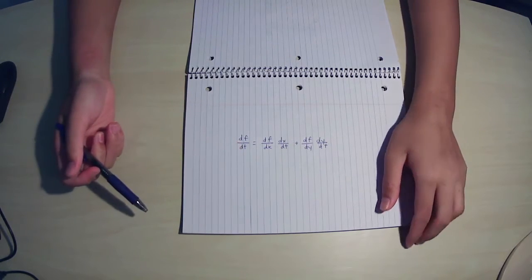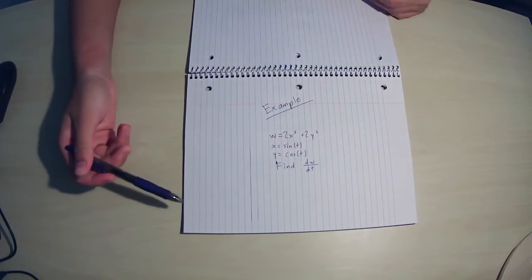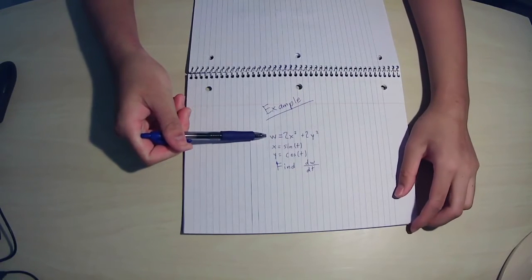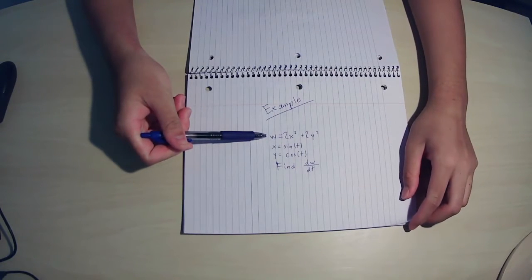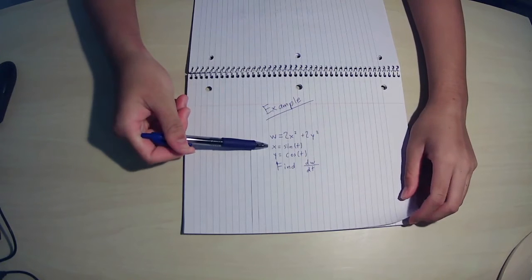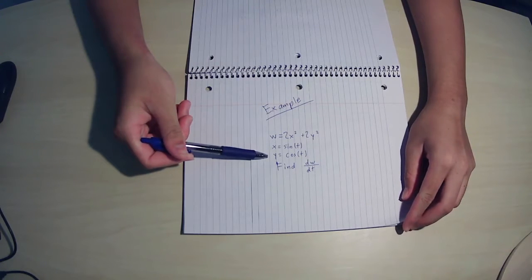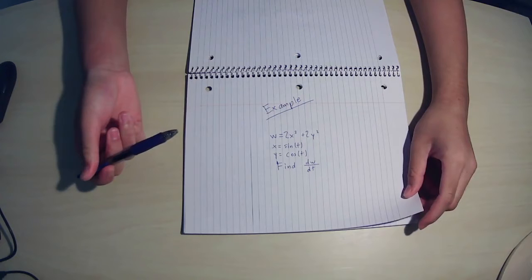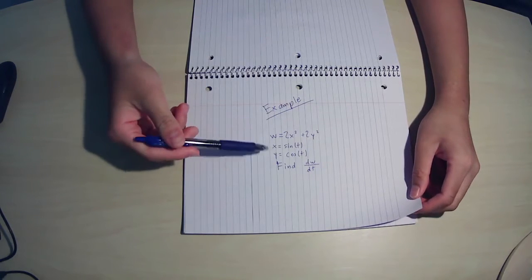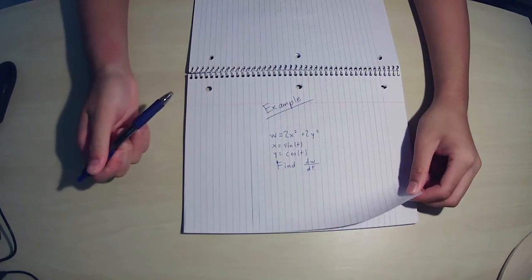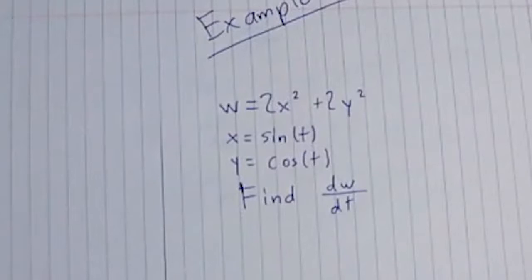Let's have an example. Here we have this equation, w equals 2x squared plus 2y squared, where x is equal to sine t and y is equal to cosine t. And we must find dw over dt. So first we must find all the parts we need to get the derivative, the baby parts.